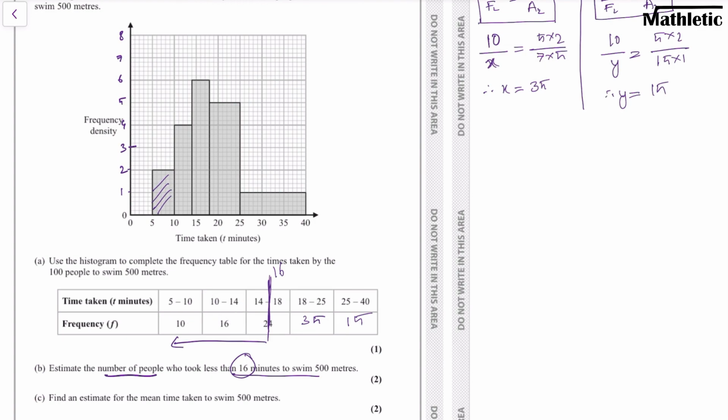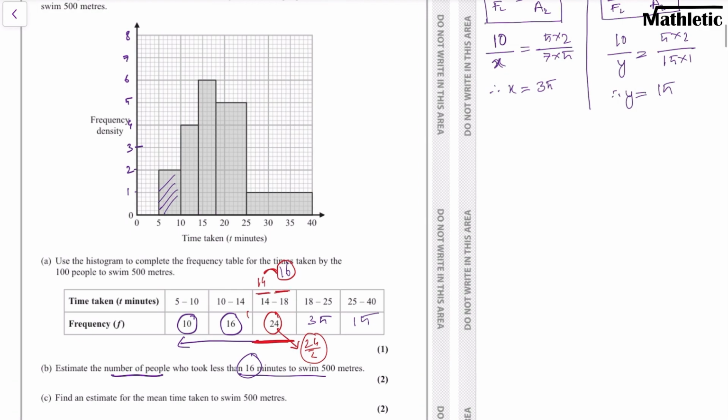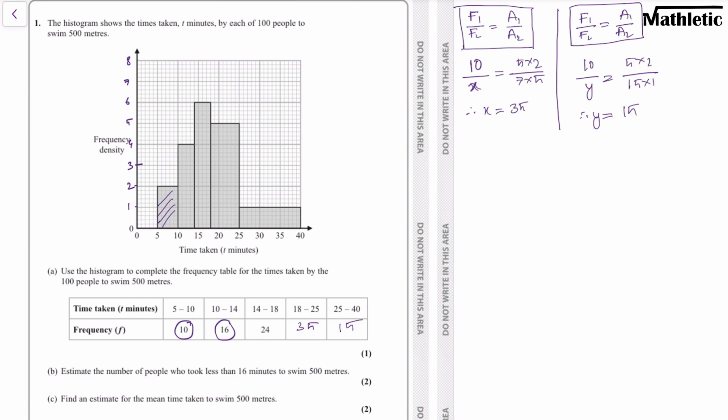So I will just add the frequencies of this part, 10 plus 16, plus for this portion, 24 is for the gap of 14 to 18, but we need up to 16, as in 14 to 16. Since 16 is the midpoint of 14 and 18, you can just directly divide 24 by 2, half of it here and then the remaining half on the right side. So 12, 12. This is easy because it's the midpoint. Otherwise, we would have to use the unitary method to calculate that value. So for part B, the number of people is 10 plus 16 plus 24 by 2. So the answer is 38.